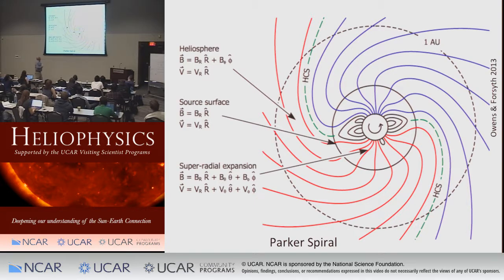It's very interesting because what actually happens to the magnetic field? The flow is going radially outward, and it carries the magnetic field along with it. But the sun is rotating. And so the pieces of field line it is carrying with it are actually being swept. The field line itself is being swept to the side. And so you end up with this spiral structure known as the Parker spiral.